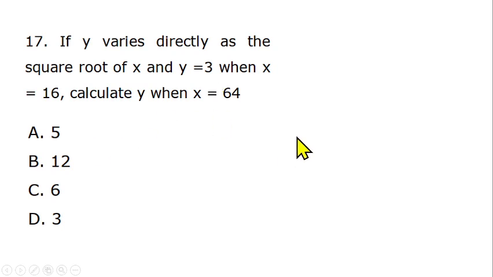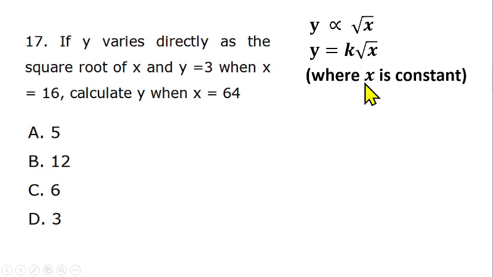Question number 17 is from variation. We are told that if y varies directly as a square root of x and y is equal to 3 when x is 16, calculate y when x is 64. So y varies as a square root of x. You need to introduce a constant to make this an equation. So let's introduce k. So we have y is equal to k multiplied by square root of x, where our k is constant, not x. That's a typo.